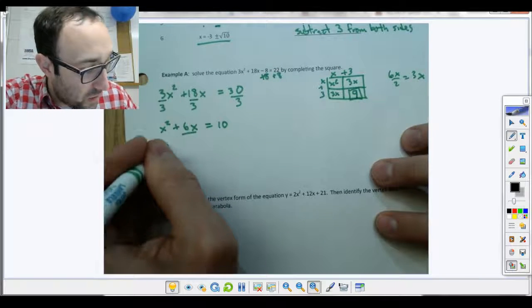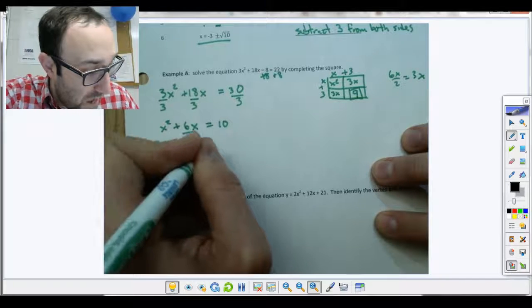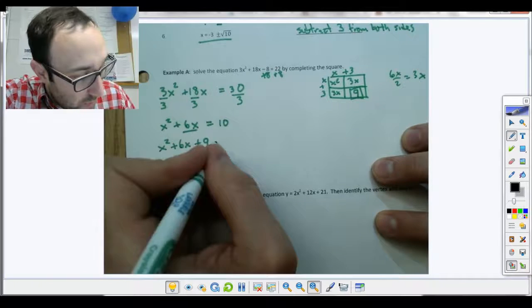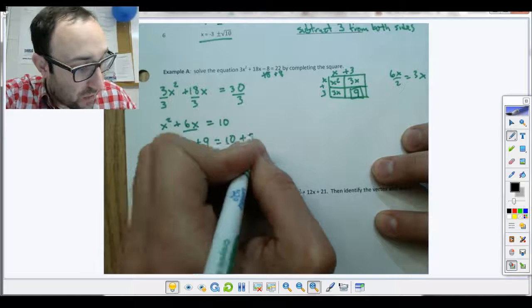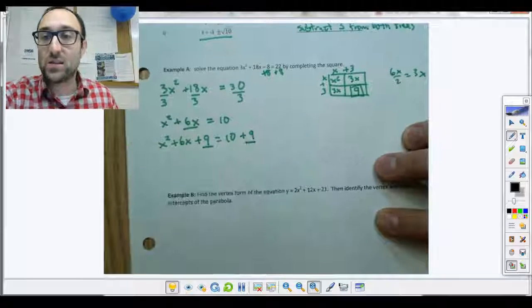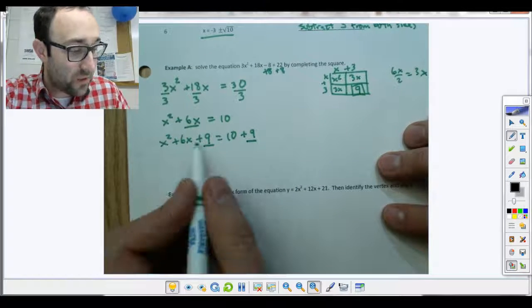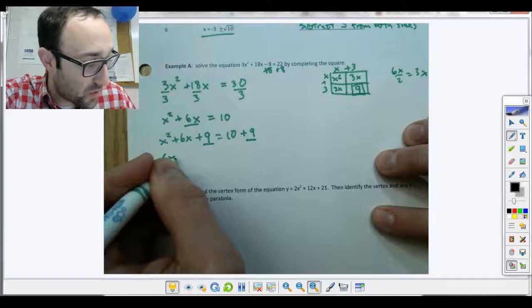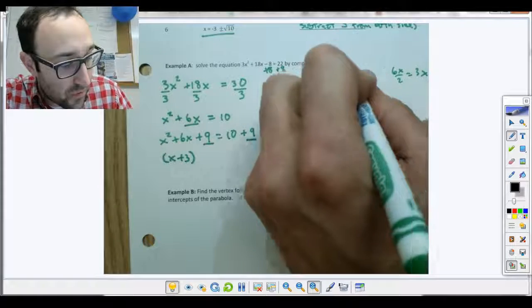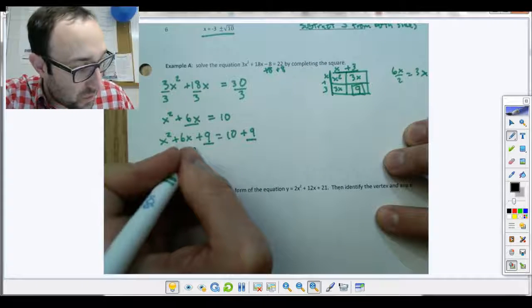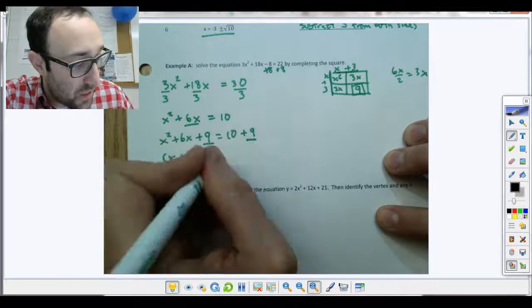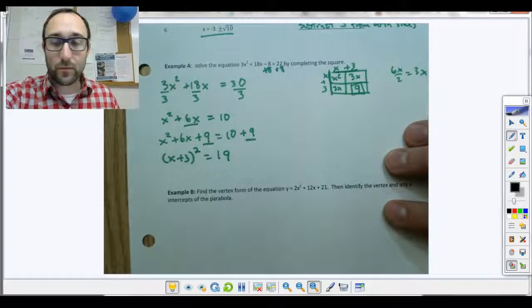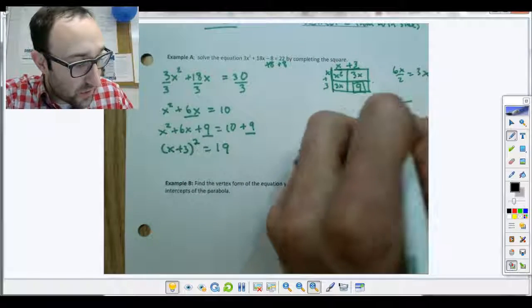Right? So I have x squared plus 6x plus 9 equals 10 plus 9, because I added 9 to one side, I add 9 to the other side. And now that I have this perfect square, I know I can write it in factored form. So I can write this as x plus 3 times x plus 3, which gives me x plus 3 squared equals 10 plus 9 is 19.